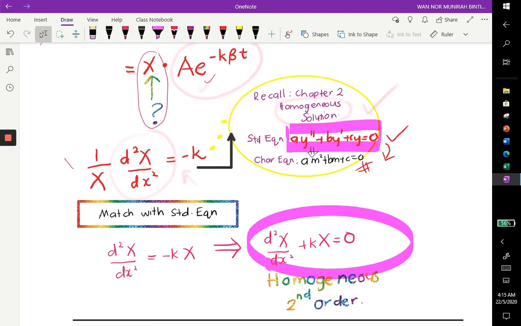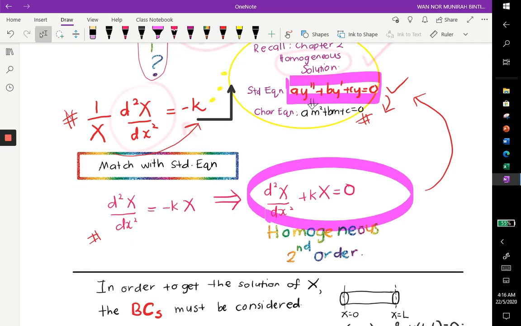Before we get the characteristic equation, the first thing is we need to rearrange this equation until we get the standard form. I bring this kX to the right hand side. This is just algebraic manipulation to get the standard form of second order. So I have d square X dx square plus kX equals 0. We call this the homogeneous second order linear differential equation.